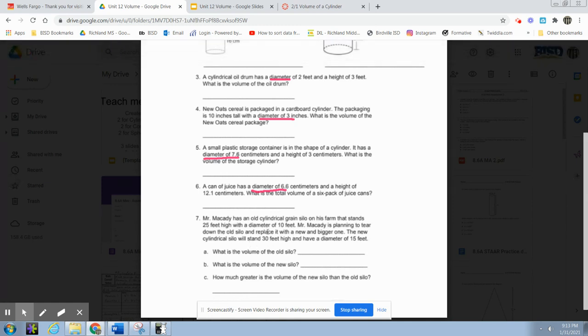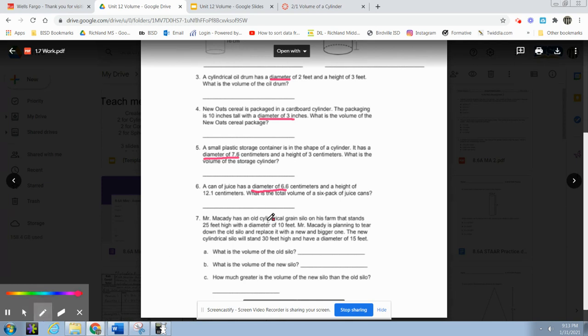Okay, this one you need to do 2 problems. You need to do the volume of the old silo and then the new one. A silo is like a big cylinder that holds grain on a farm. Then it says how much greater is the volume of the new silo. So you need to find the difference, and that's how you'll figure that out.